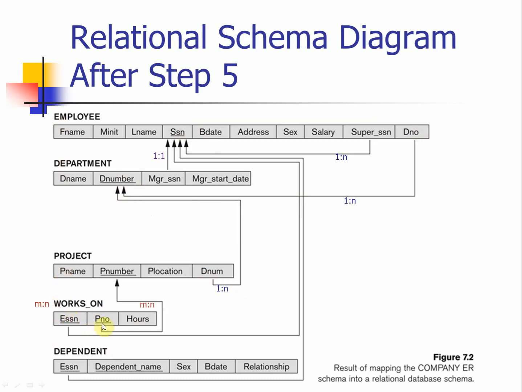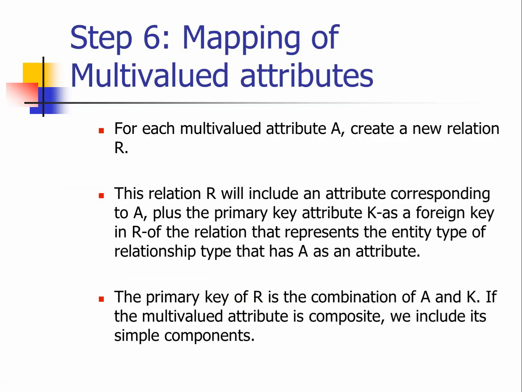Using the primary key of the P number, it goes to the project, and using the ESSN, it goes to the employee, and that is what we have seen for the conversions. We are almost there. We have converted everything but one thing, which goes to our step number 6, the multi-value attribute. Let's take a look at that.